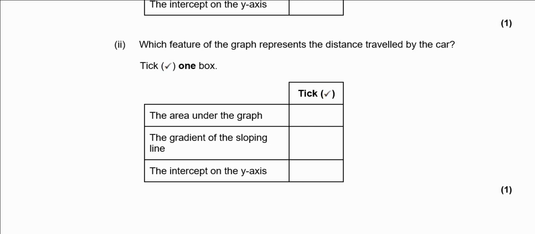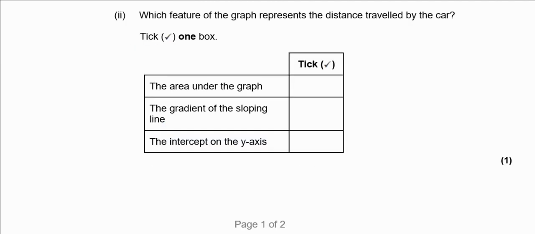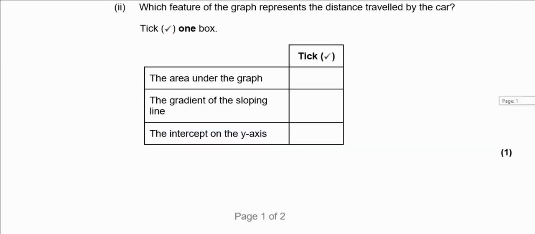Second part, which feature of the graph represents the distance travelled by the car? The distance travelled on a velocity time graph is the area underneath the line. So it's this total area in here, bounded by the axes and the line. If we were asked to calculate it, if there were numbers on here, then we'd have to break this down. There's a square here, so we do base times height, and there's a triangle in here, so we do half base times height. It's not asking us for that though, it's just asking us to tick the area under the graph.